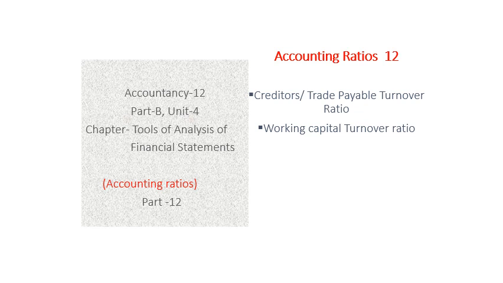Sometimes it may be called the creditors turnover ratio. Trade payables are equivalent to the total creditors plus bills payable. And the working capital turnover ratio. These two ratios will be discussed.